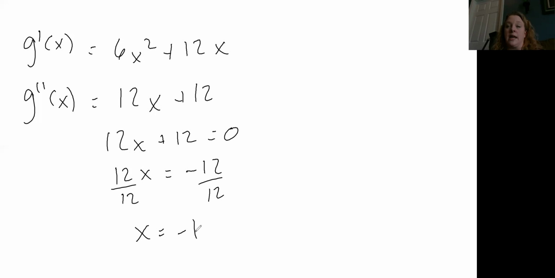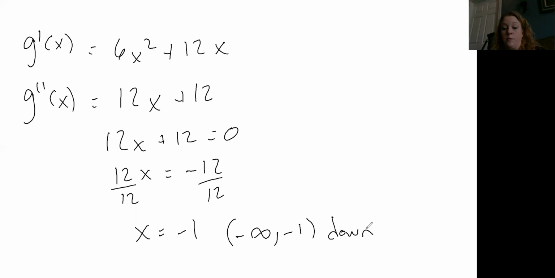So if you did the second derivative and it came out just to a constant and that constant was negative, then it would be concave down the whole time. If it was positive when you did the second derivative, concave up the whole time. But this tells us where the inflection point is. So from negative infinity to -1, we're concave down, and that was based off that drawing we had before. And then from -1 to infinity, we're concave up.